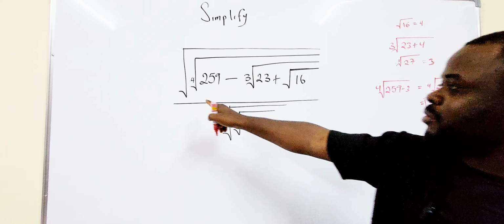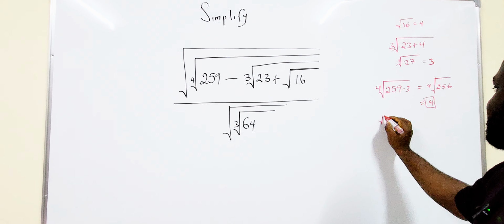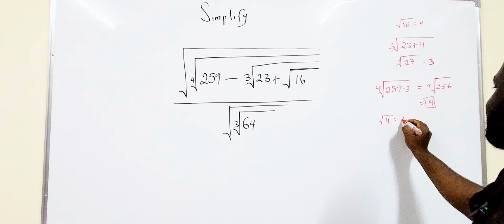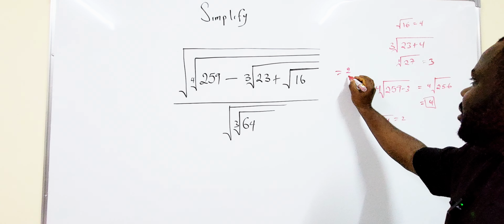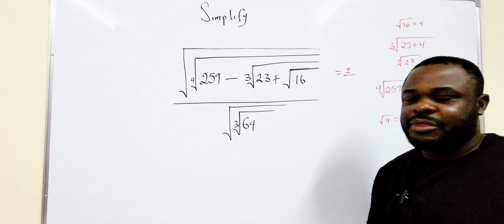Okay, so what do we have last? So we now have square root. Square root of 4 is going to give you 2. So everything here equals 2. Then out of, you do the same thing here.